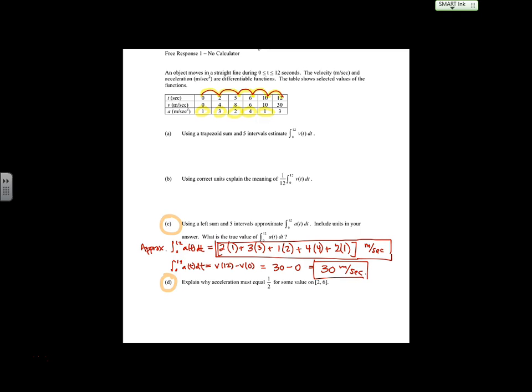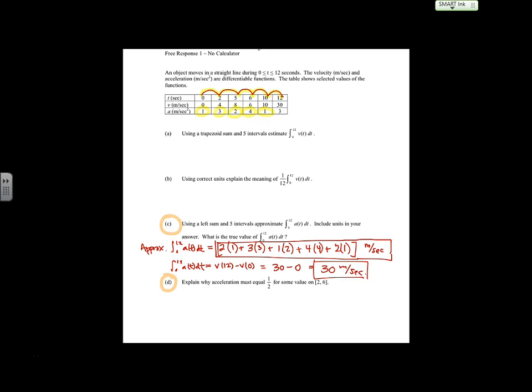Letter D. Explain why must. As soon as I say must, I say it's a theorem. IVT or MVT? Almost always. IVT or MVT? It's not Rolle's, because that's a number, not a 0.